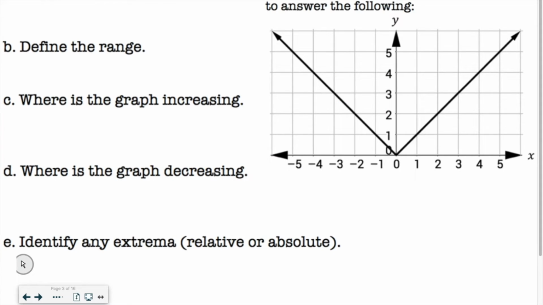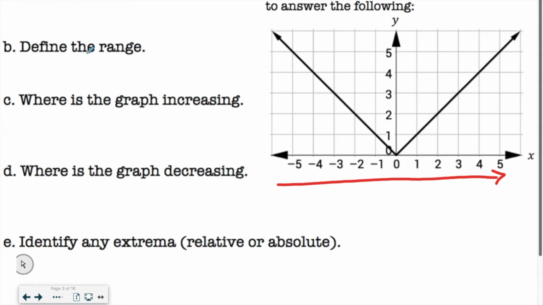All right, so define the domain, define the range, where's the graph increasing, decreasing, and identify any extrema. All right, so define the domain. So domain, we read our graph from left to right. So we're going to read it in this direction. As you're looking at this, you can see this line is going down, then it turns at this point and starts going back up on the other side. So this is our decreasing side.